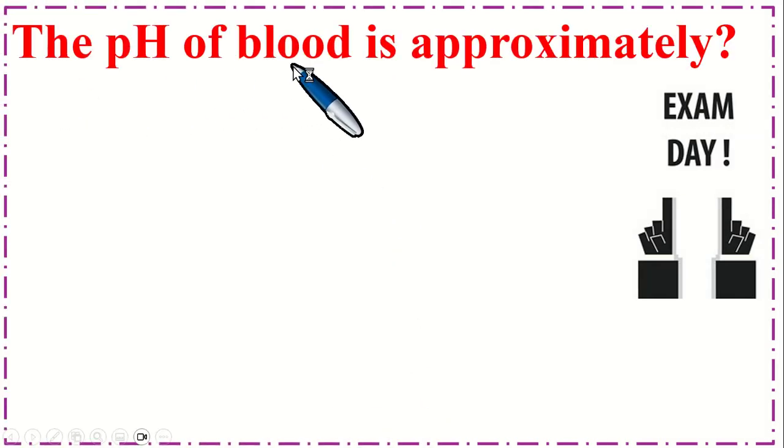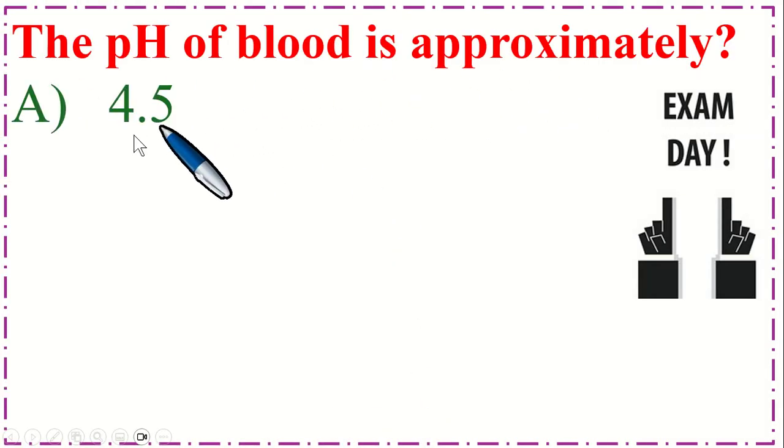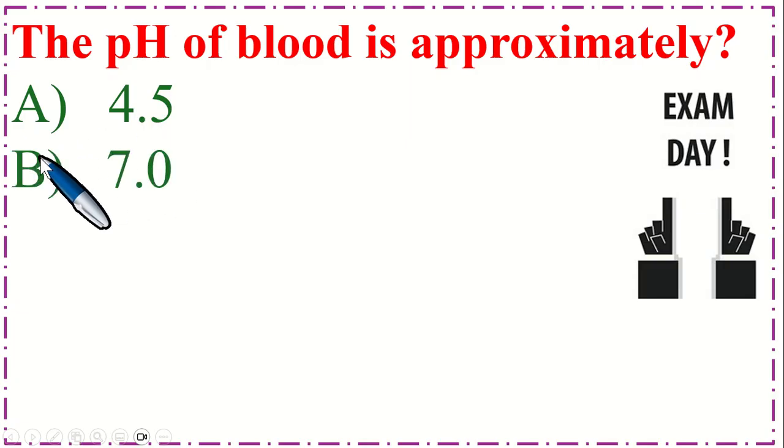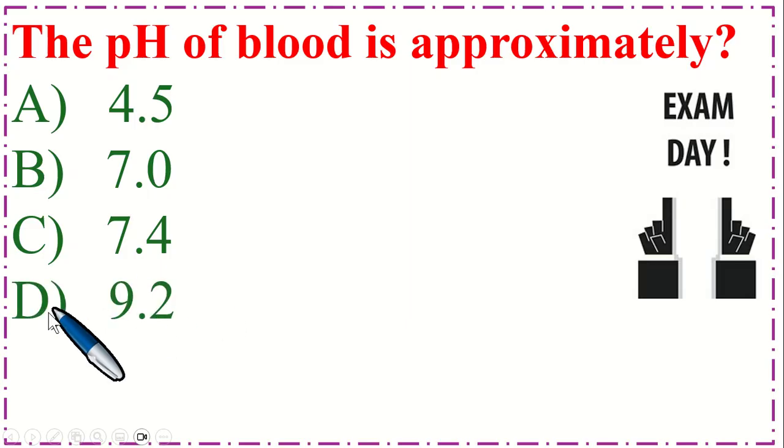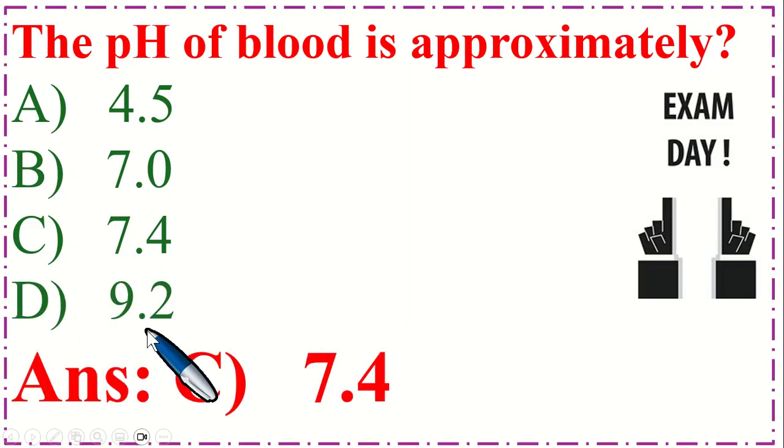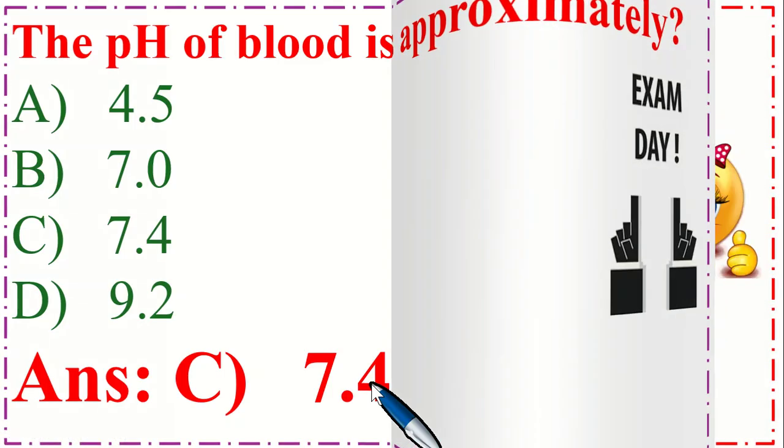The pH of blood is approximately option A 4.5, B 7, C 7.4, and option D 9.0. So the correct option is C 7.4.